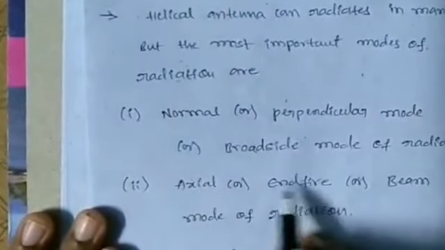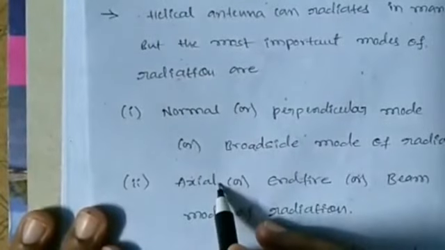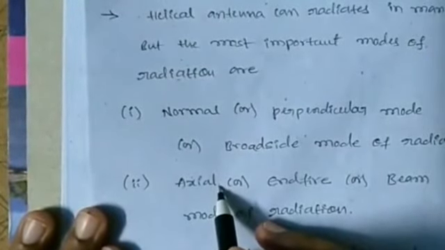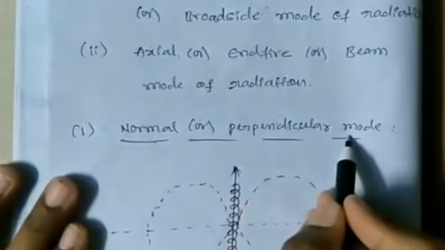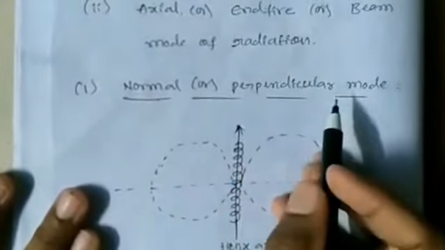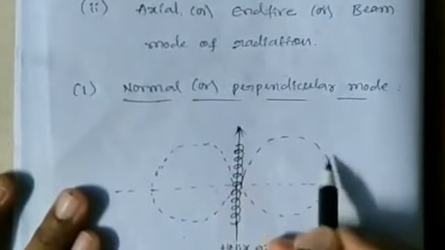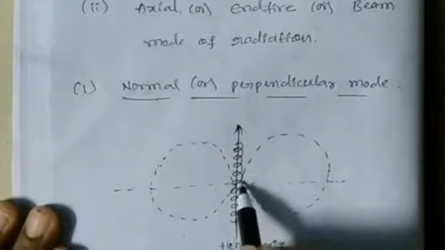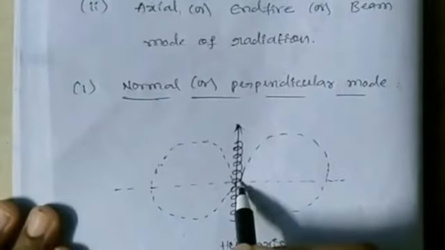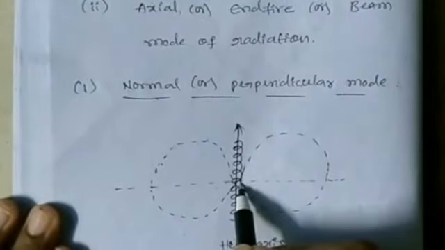The second one is the axial or end-fire mode, or beam mode, of radiation. These two are important modes of radiation of the helical antenna. First, here we are seeing the normal or perpendicular mode. In this normal or perpendicular mode, the maximum radiation takes place perpendicular to the helix axis. It looks like a broadside, that's why it is also called broadside mode of radiation.